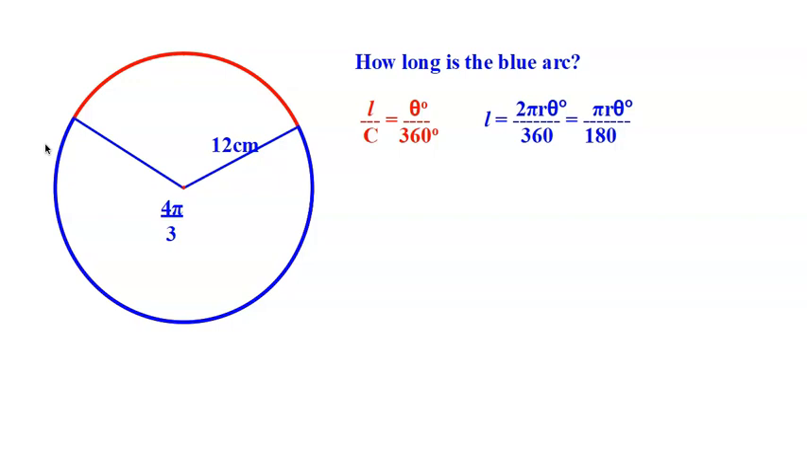All right. So here we go. We want to know how long is the blue arc. And if you'll notice, they gave me the angle in radians, didn't they? How do I know it's radians? One, because it's got pi, and two, it doesn't have the little degree symbol there. Okay, so what that means is that this formula here is no good. This formula is in degrees, and I need it to be in radians. Well, that's fine. That's not a big deal. I can fix that pretty easily, actually.